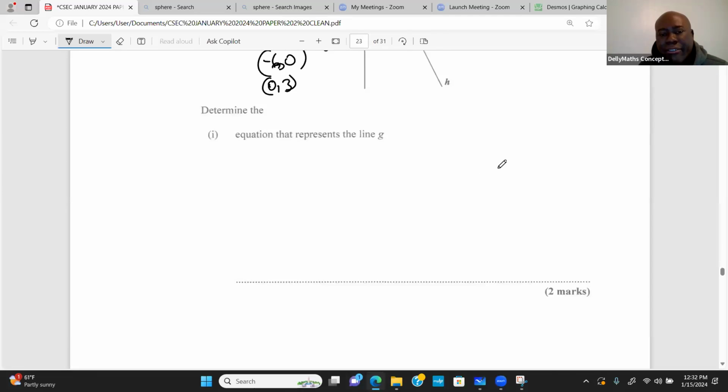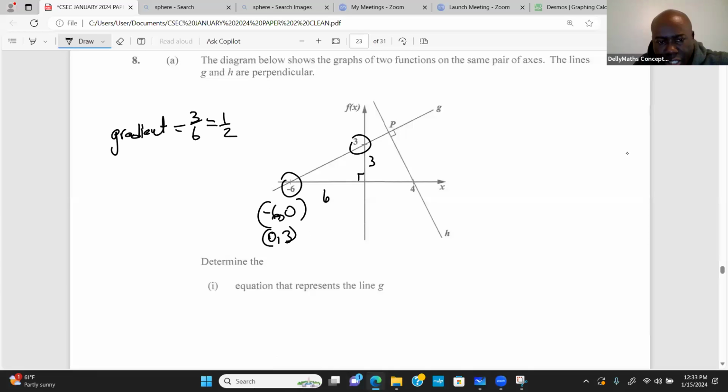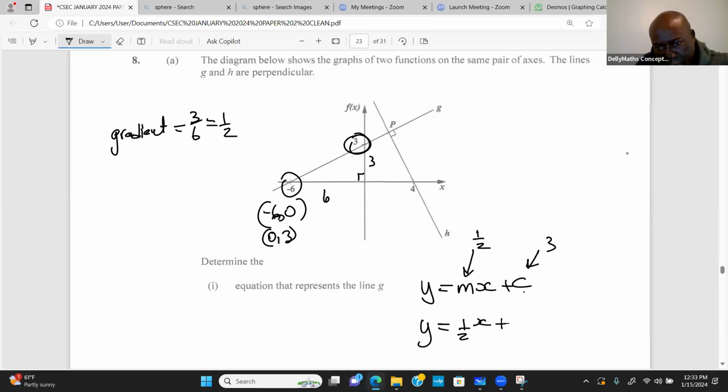Now, if I know that the gradient is 1/2, I'm almost there, because the format I'm going to use is the slope-intercept form, where y is equal to mx plus c. In this case, my gradient is 1/2, and c is where it crosses the y-axis, which is at 3. So technically, this is simply y is equal to 1/2 x plus 3.